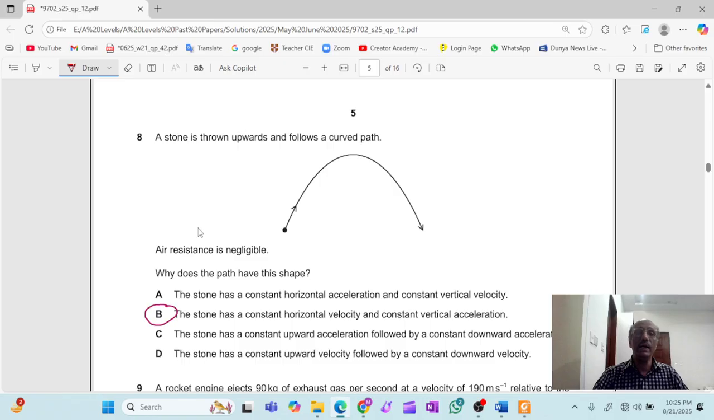A stone is thrown vertically upward and follows a curved path. Projectile motion related question. Air resistance is negligible. So why does the path have a particular shape, the parabolic shape? The stone has a constant horizontal acceleration. The velocity along the horizontal path will be constant, so acceleration will be 0. So option A is invalid. The stone has a constant horizontal velocity and constant vertical acceleration. Why is vertical acceleration constant? Because air resistance is negligible, so there will be no change in the acceleration. So option B is the valid option.